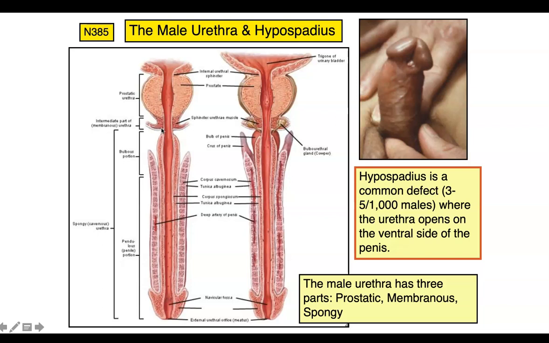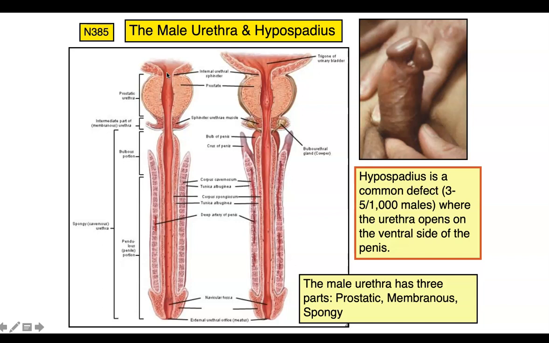In the deep perineal space, deep to the perineal membrane, the intermediate part, or the membranous part of the urethra, you can see it is surrounded by a muscle that is called the external urethral sphincter muscle. The external urethral sphincter muscle surrounds the membranous part of the urethra in the male, and the internal urethral sphincter muscle surrounds the internal urethral orifice within the bladder.